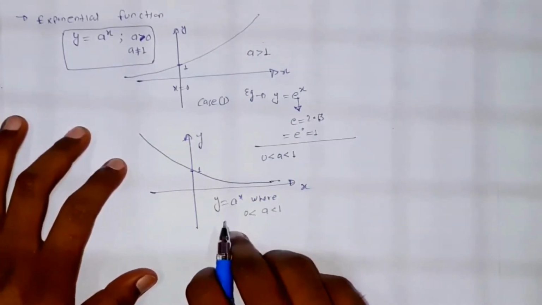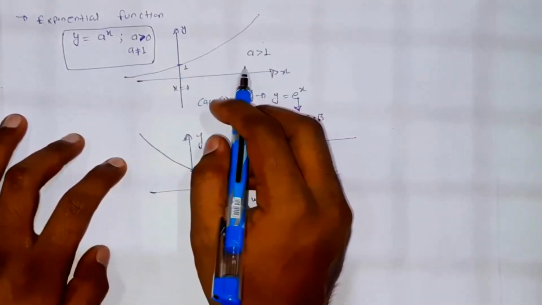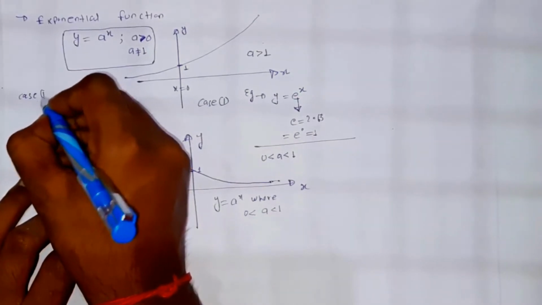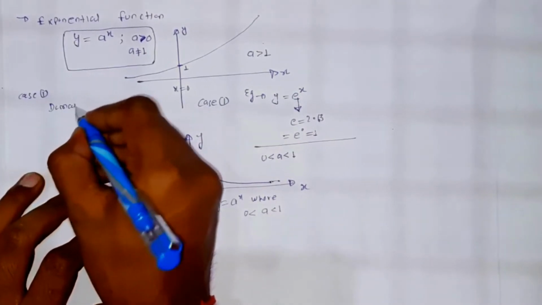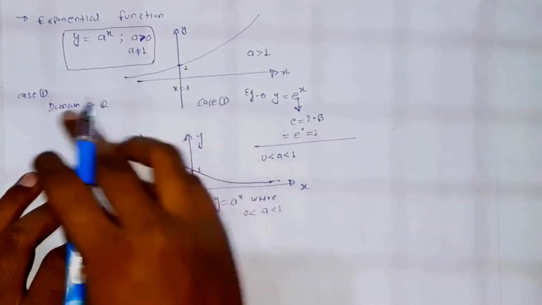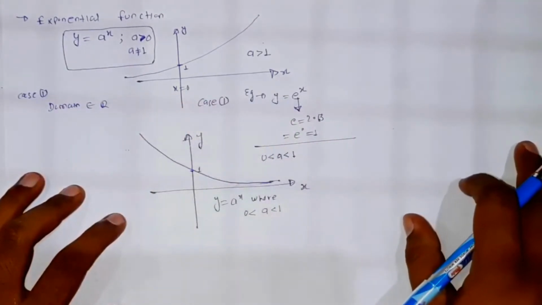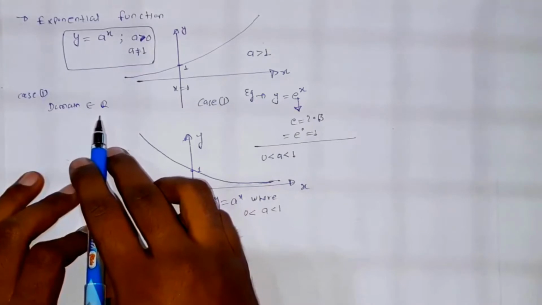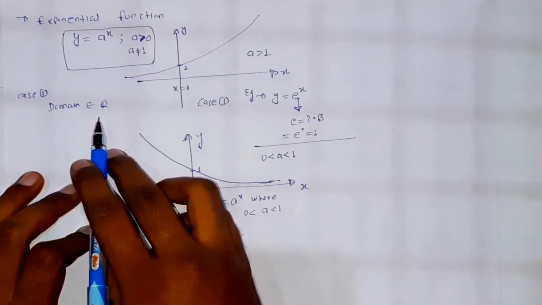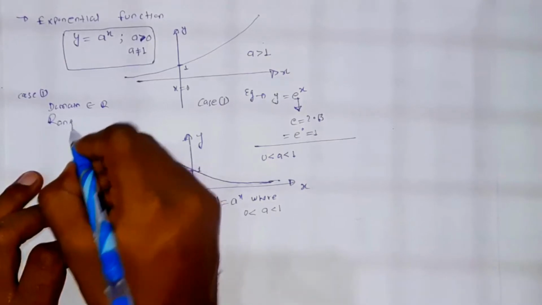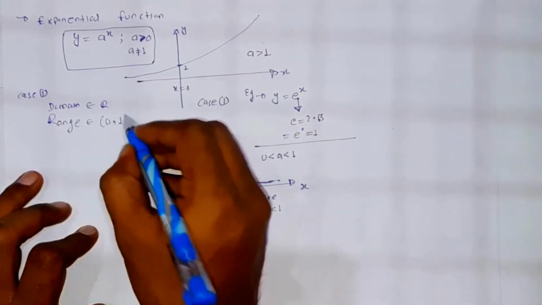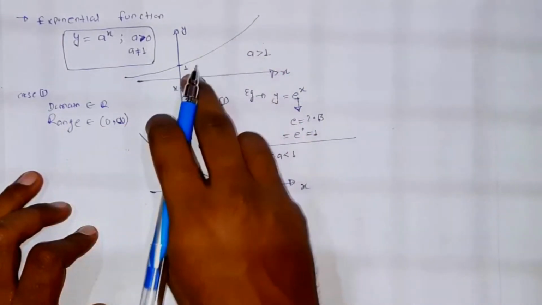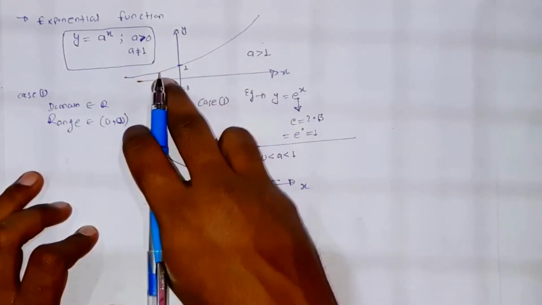Now as far as the domain is concerned, for case 1, the domain will belong to real, that is minus infinity to plus infinity, because each and every value of x can be input in this. And as far as the range is concerned, the range will be 0 to infinity, because the graph is lying above the x-axis.